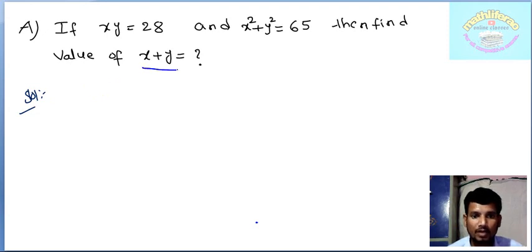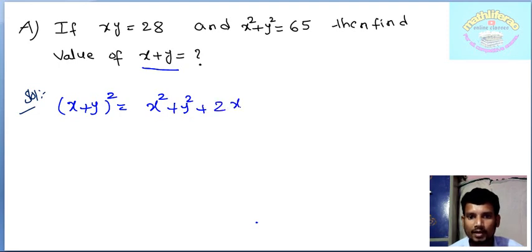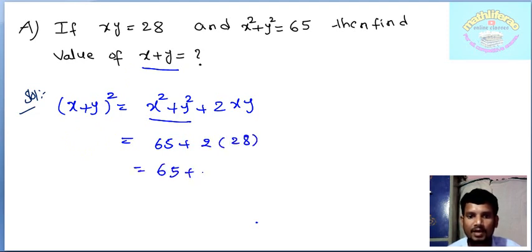To find the value of x plus y, x plus y whole square equals, you know that formula, x square plus y square plus 2 into xy. Here given the values xy equal 28 as well as x square plus y square equal 65. So replace these values: x square plus y square value 65 plus 2 into xy value 28. So 65 plus 2 into 28 is 56. This value is 121. So x plus y whole square equal to 121.